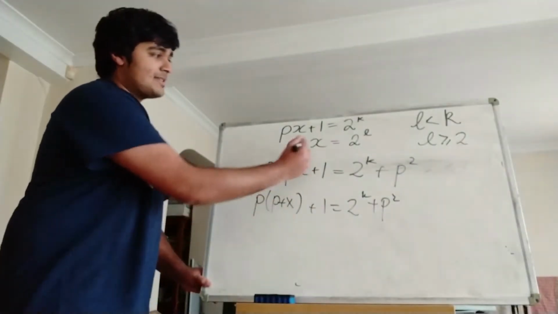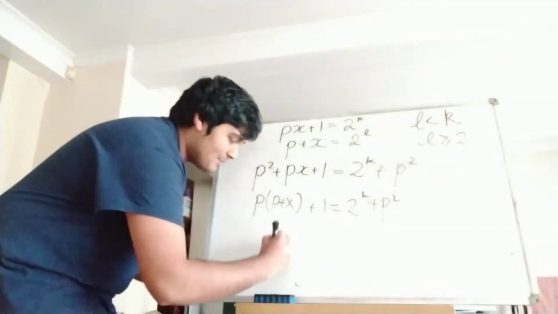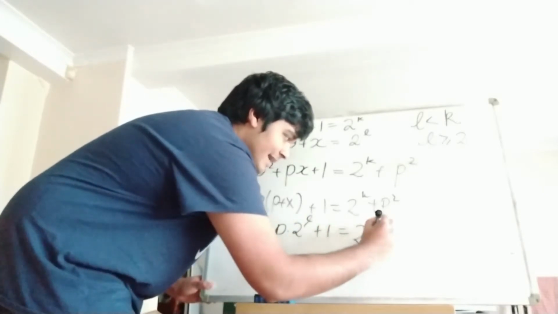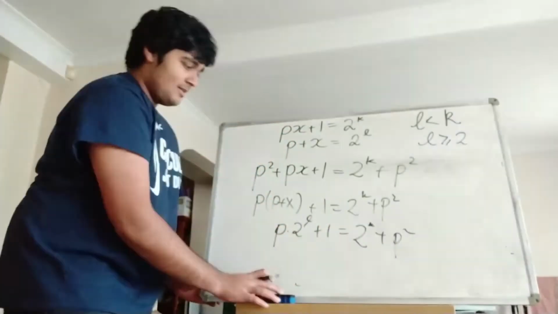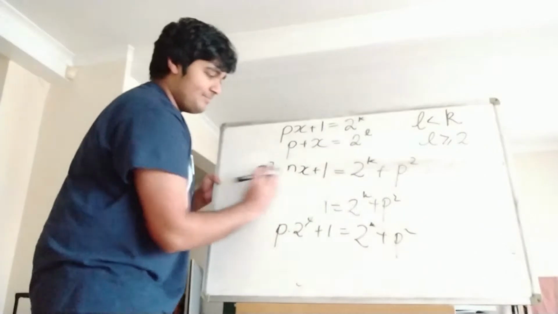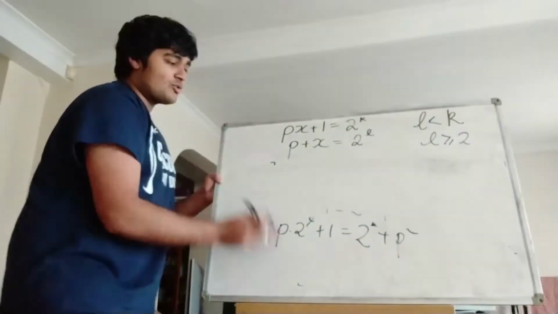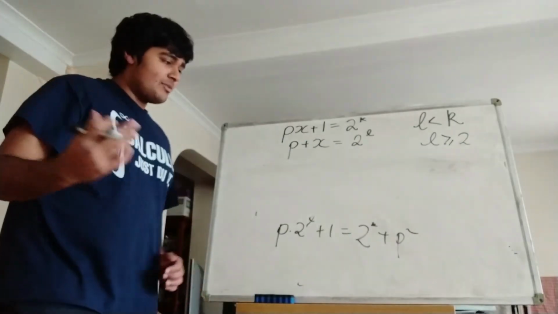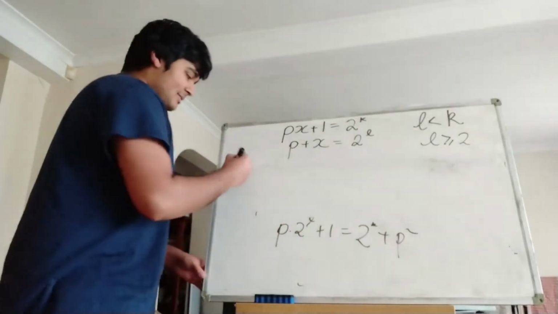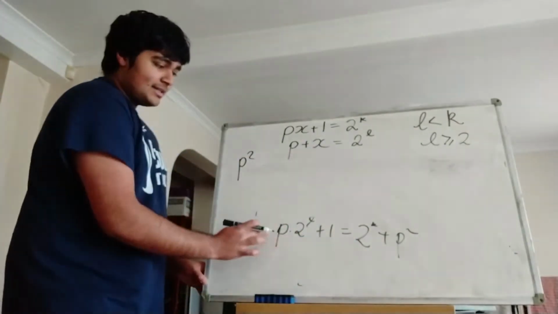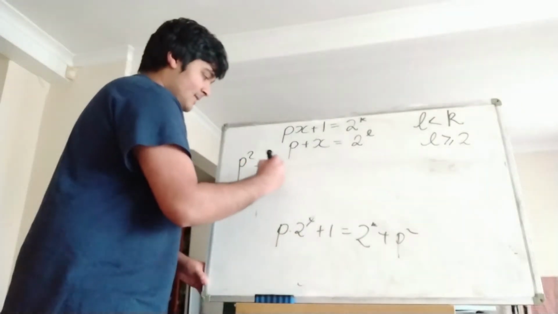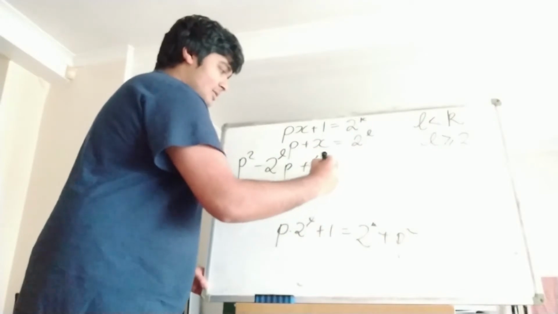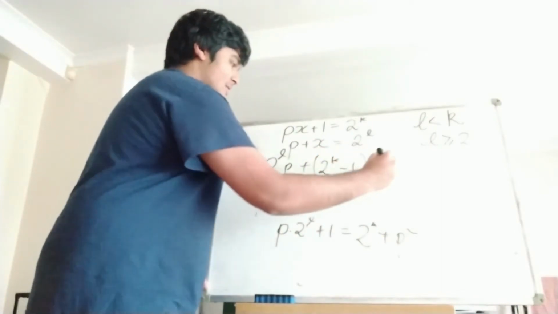But of course, p plus x is just 2 to the l. So I get p times 2 to the l plus 1 equals 2 to the k plus p squared. Okay, so let me just bring this equation up here, and we'll have a quadratic in terms of p, which we know has a real solution, so then we can say something about the discriminant. So let's just bring everything onto one side. So we get p squared minus 2 to the l p, then plus 2 to the k minus 1 equals 0.